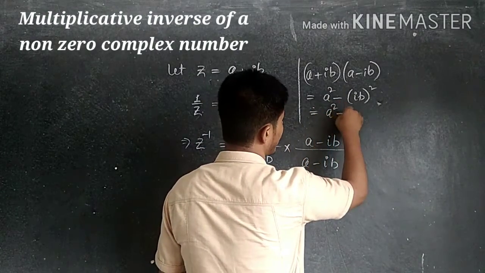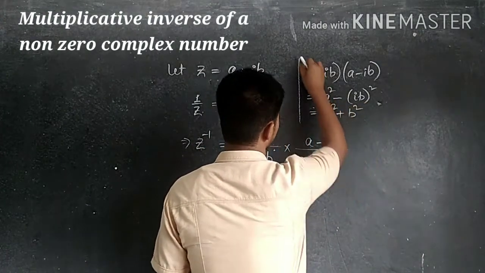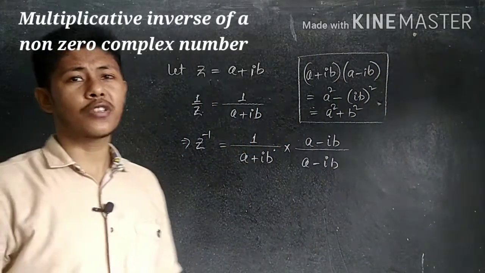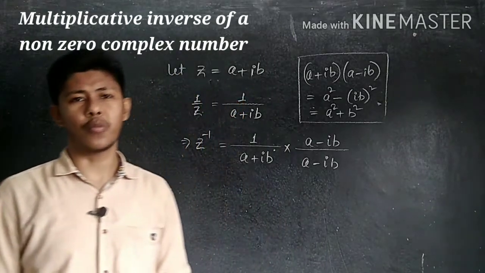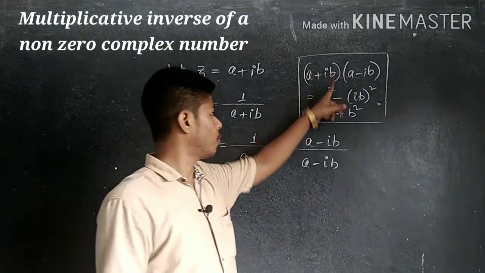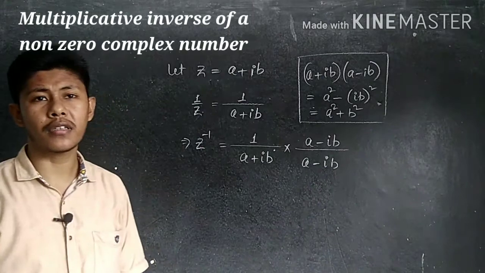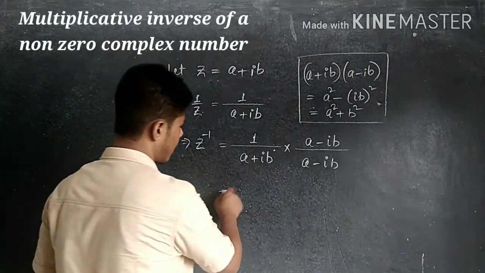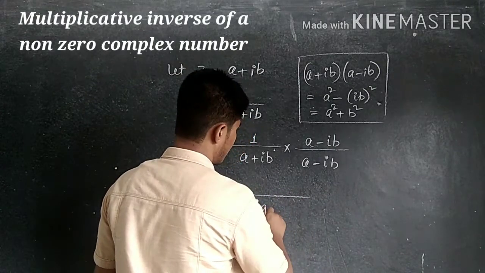Plus. So that's why we have to write a square plus b square. Is it clear? This one is very important here. In case of a plus b, in case of a real number we write a square minus b square, and in case of a complex number what do we write? A square plus b square. Is it clear? So that's why if you multiply these two, then we have to write here directly a square plus b square.